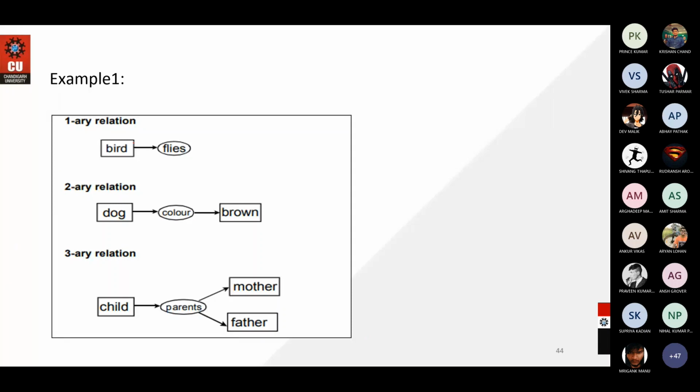One-way relationship: one object and one relationship, like bird flies. Two-way relationship: two objects with a relationship between them, like the dog's color is brown. And then a three-way relationship, a relationship among three different entities, that is child, mother and father. So we say the child has parents, mother and father.